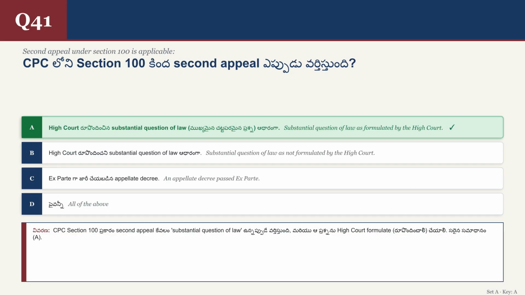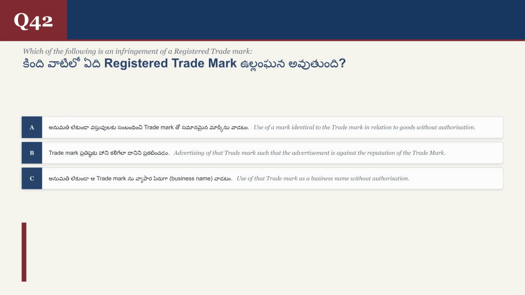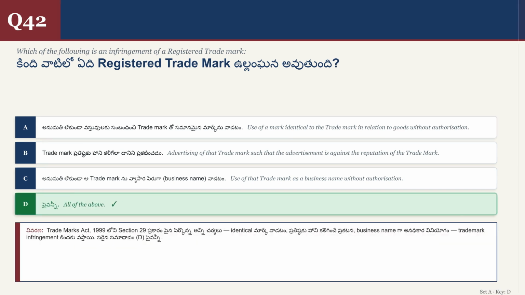Question 41 asks when a second appeal under Section 100 is applicable. The correct answer is A, based on a substantial question of law as formulated by the High Court. Question 42 asks, what constitutes an infringement of a registered trademark? According to Section 29 of the Trademarks Act, all options mentioned constitute infringement. The correct answer is D, all of the above.